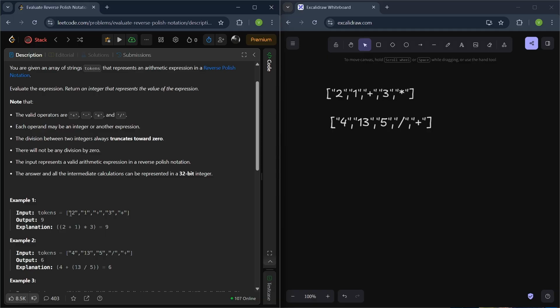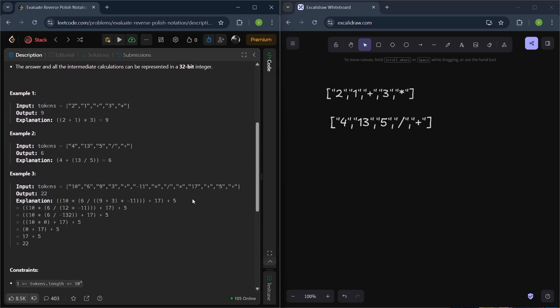So basically we have to solve this array that is in reverse Polish notation and get the value that we can get by solving it. Okay, I have taken both examples. Let me just guide you how they have solved it.